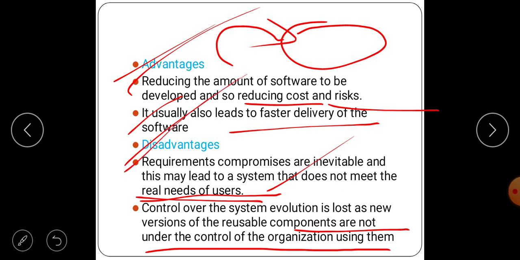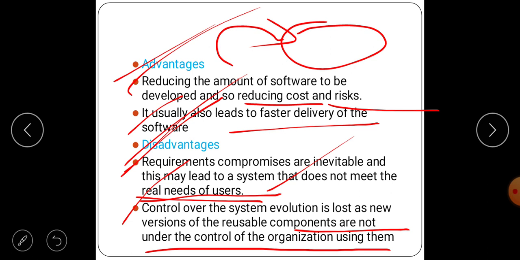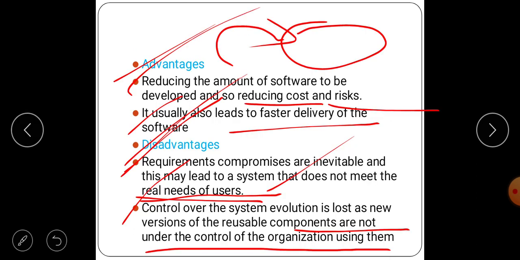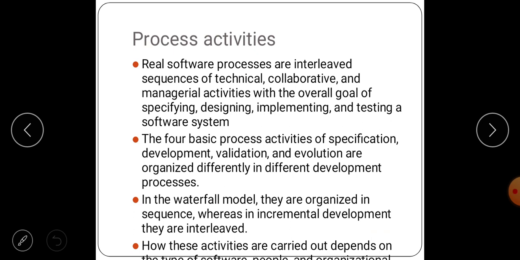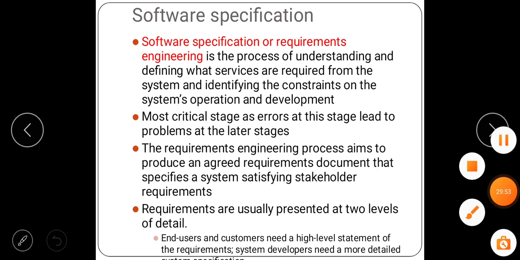Okay, these are the two disadvantages. First one is that requirement compromise has to be made. Next, further updating is not possible, because the reusable components are not under the control of the organization, nothing but the company. Okay, this is the end of the software process models: waterfall model, incremental development, and reuse-oriented software engineering. Next, process activities and software specification we will see in further videos.